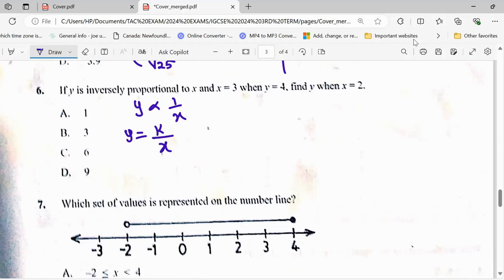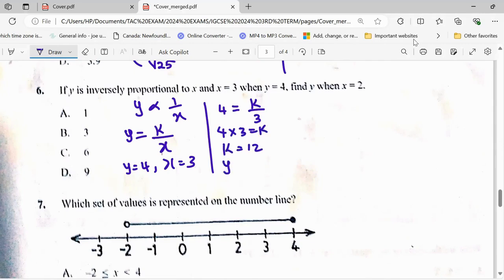You go on to plug in whatever is given. Y is 4 when s is 3. So you move them in. So you're going to have 4 equals k all over 3. You cross multiply. 4 times 3 equals k. So k equals 12. So your equation of proportionality becomes y equals 12 all over s. So instead of k over s, it becomes 12 over s. This is the relationship connecting s and y.